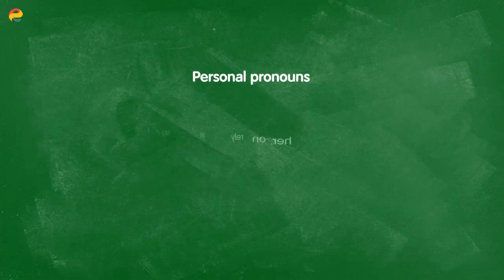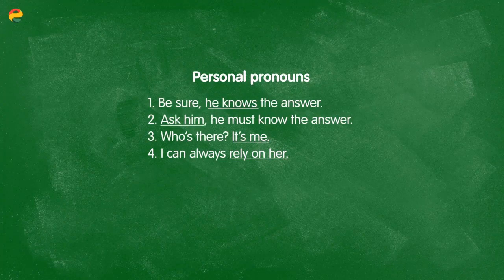And before I go into too much more detail, I want to look at them in context. I want to show us a few examples, and I want to examine them a little more closely. So first, be sure he knows the answer, or ask him, he must know the answer. Next, who's there? It's me. And next, I can always rely on her.